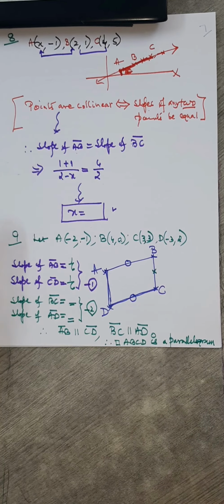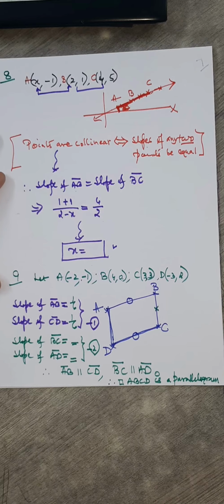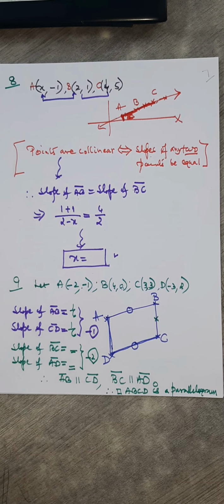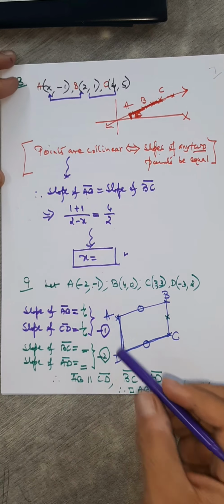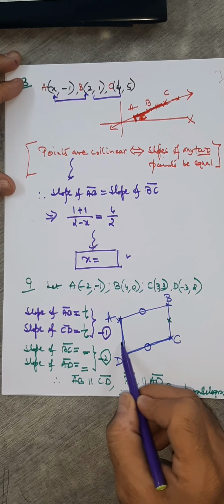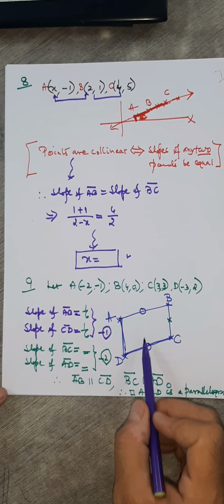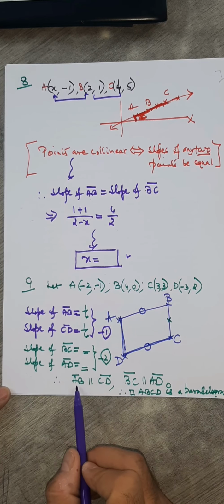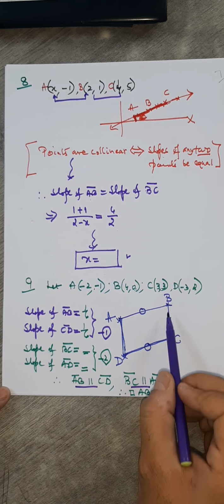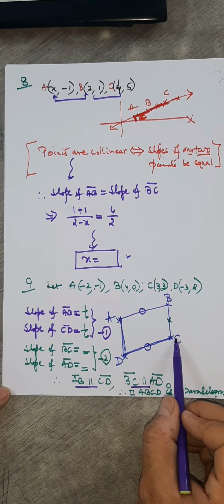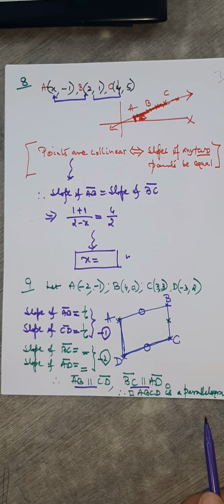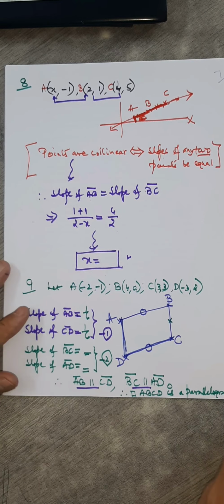You can use that concept of diagonals bisecting each other. That is also a concept, but I'm emphasizing here the concept of slope. There are three ways. Use the distance formula and show that opposite sides are equal. Get the slopes and show that the opposite sides are parallel. Get the midpoints of the diagonals and show that the diagonals bisect each other. And therefore again the quadrilateral is a parallelogram. I've just used the concept of slope here.